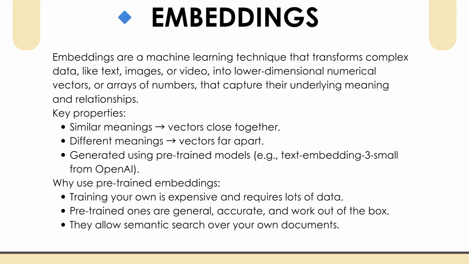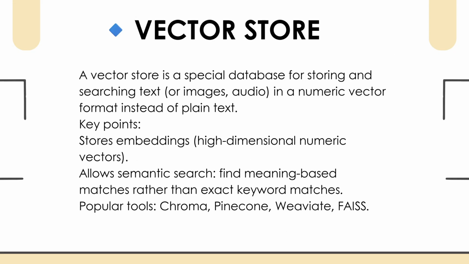We typically use pre-trained embedding models like OpenAI's Text Embedding 3 Small, because training your own from scratch would require massive amounts of data and computing power. Pre-trained embeddings are accurate, ready to use, and they're what makes semantic search possible, letting us search by meaning, not just by exact words.